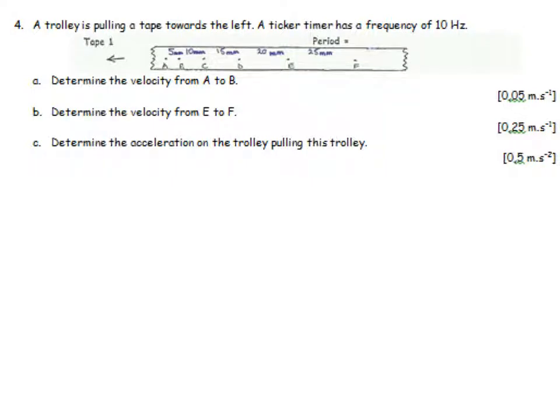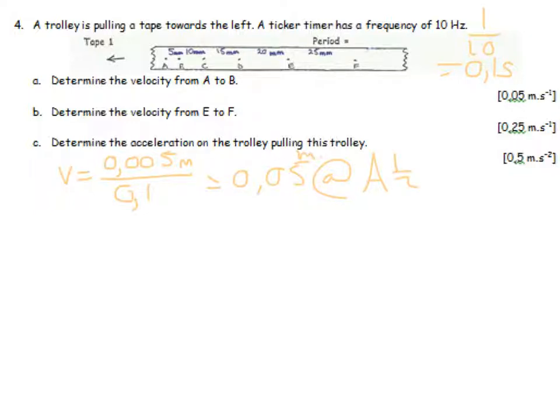Here we've got a tape. We're asked to determine the velocity from A to B. Velocity is equal to change in displacement over change in time. I need to change this into meters. So it's 0,005 meters divided by a time period of, they've told me the frequency of this ticker timer is 10 hertz, so it's 1 over 10, which is 0,1 seconds. It's only one space, 0,1 seconds, and I get 0,05. And where's that true? At A.5. Sorry, this is meters per second.